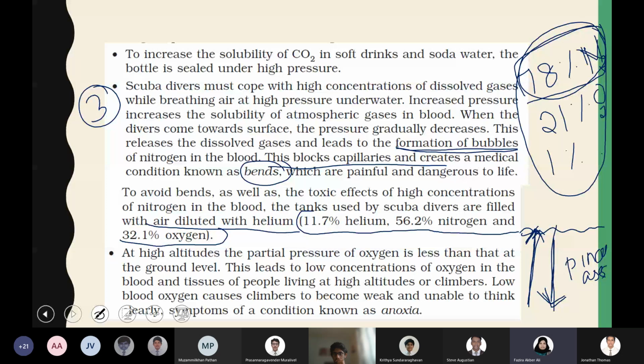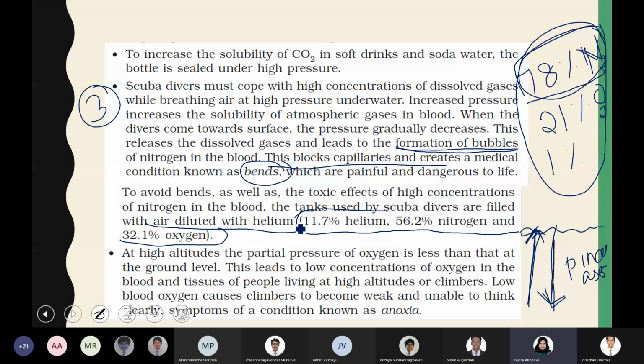They don't take normal air in their cylinder. If they take normal air, they will experience a medical condition called bends, because of the solubility of nitrogen at higher pressure. When they come back to the sea level, these dissolved nitrogen will change back to gas and lead to the formation of bubbles, which block the capillaries. So in order to avoid this life-threatening situation, instead of taking air inside the cylinder, they take a special mix of gas, known as air diluted with helium.